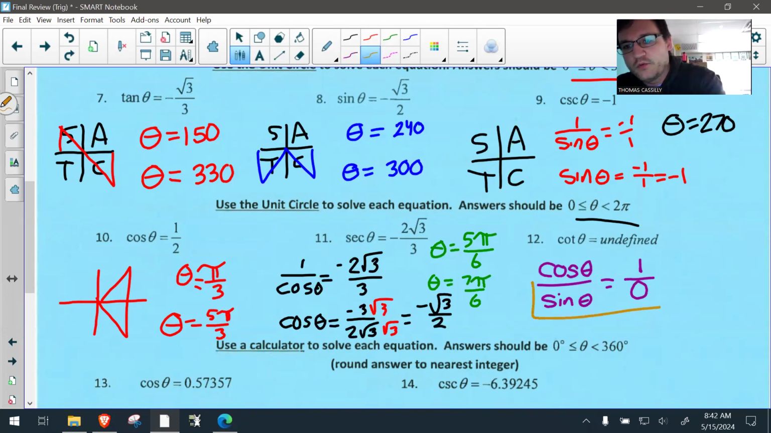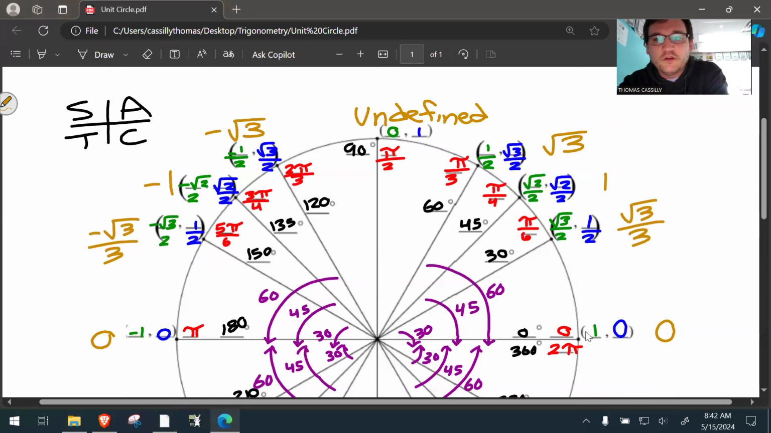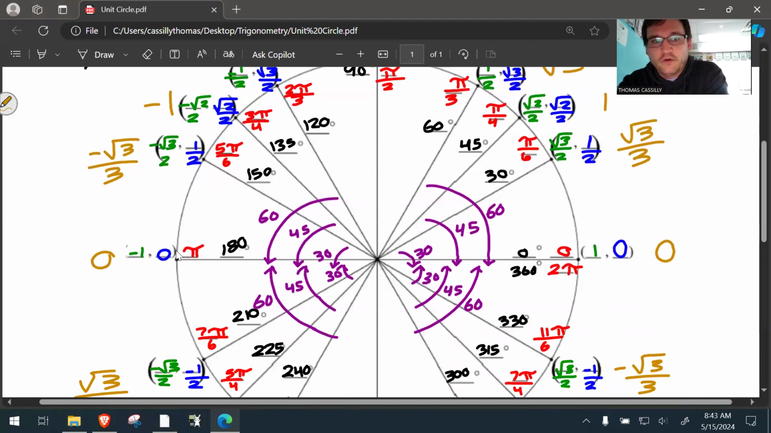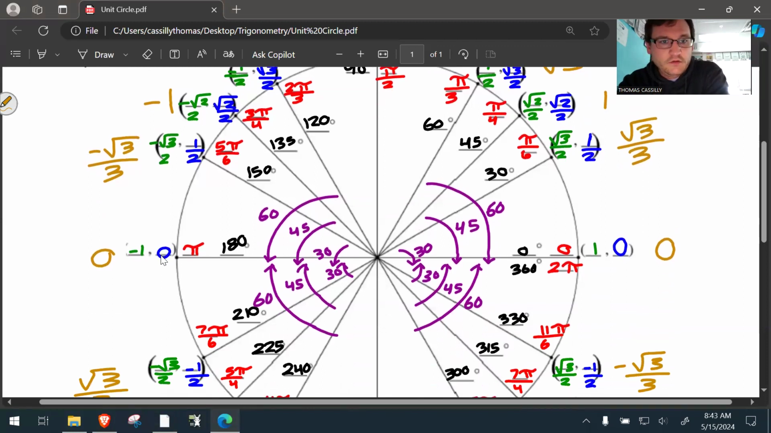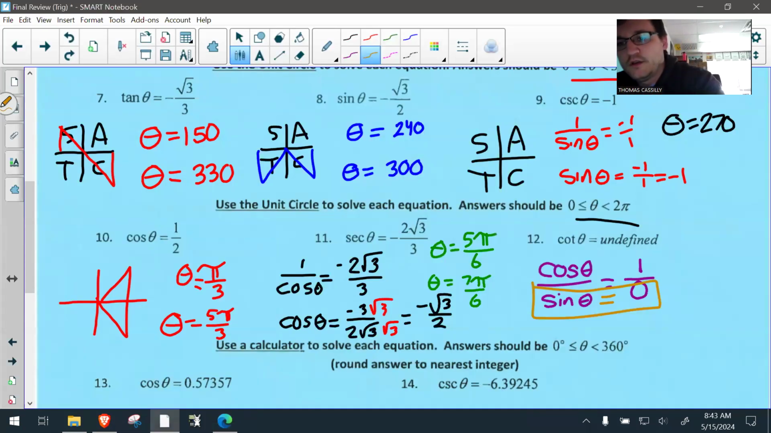So this is kind of what we're looking for. Where is sine equal to 0? Sine is equal to 0 at 0 and at pi. Right, so the two answers here, theta equals 0 and theta equals pi. And again, we are looking for where sine equals 0, because when we have a 0 in the denominator, that's when we get undefined.